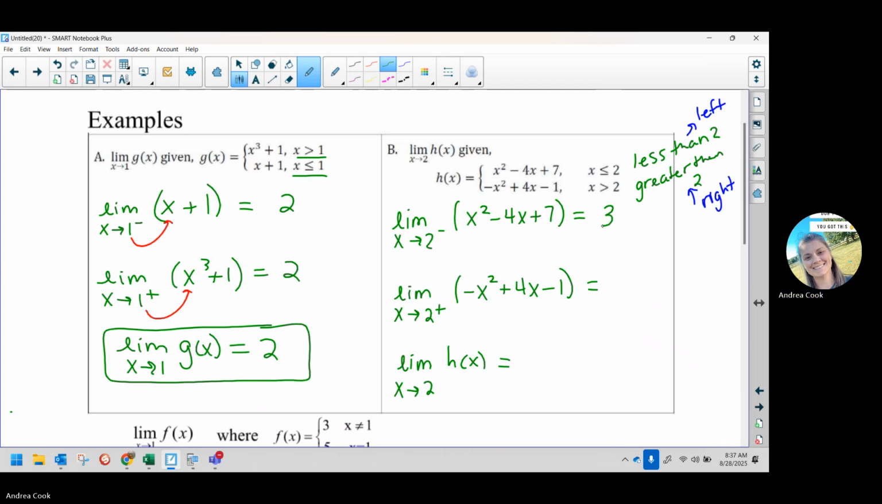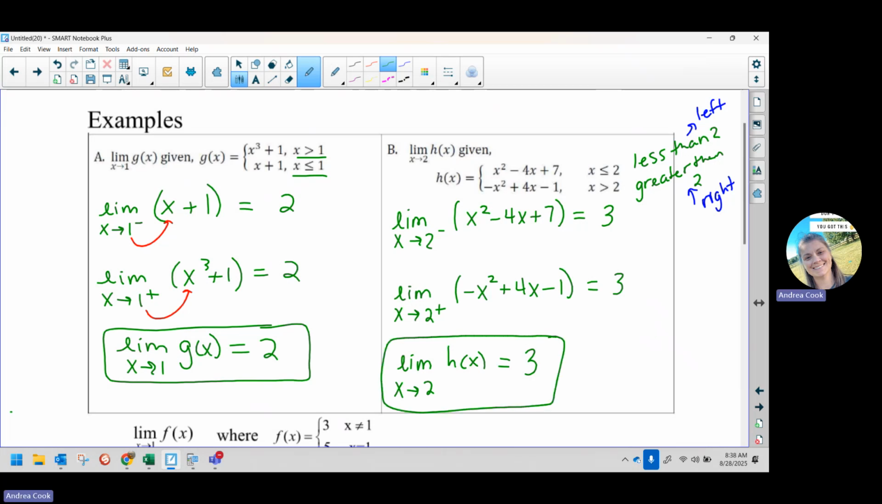3. Then I'm going to find 2 from the right, which is the other piece. When I plug them in, remember you square before you make it negative. And what did you get? 3. So that means because those two numbers are equal, the entire limit of h as x approaches 2 is 3.